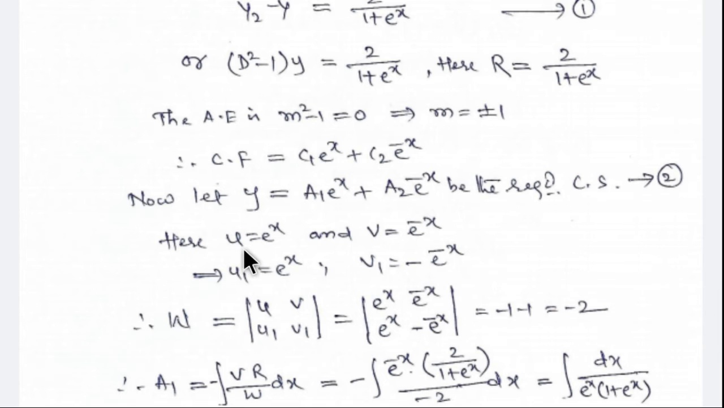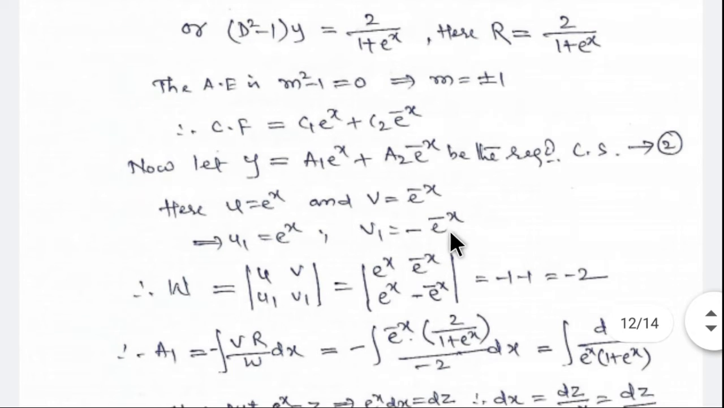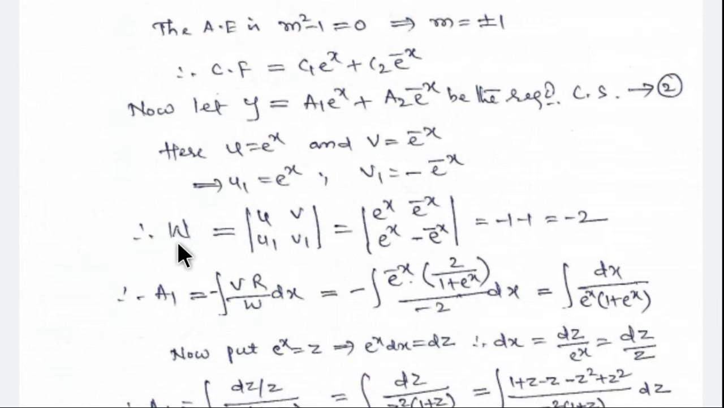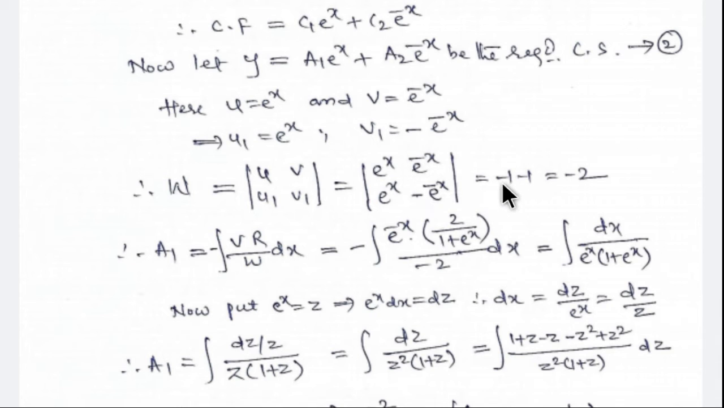Here we are comparing, the theory we have already discussed. Comparing, u equal to e raised to x and v equal to e raised to minus x. Therefore the derivative u1 is e raised to x, v1 is minus of e raised to minus x. So very first you find the Wronskian w, equal to the second order determinant, first row u, v, in the second row u1, v1. So in the first row e raised to x, e raised to minus x, in the second row its derivatives e raised to x, minus e raised to minus x. After expanding this determinant, by using laws of indices you get minus 2.